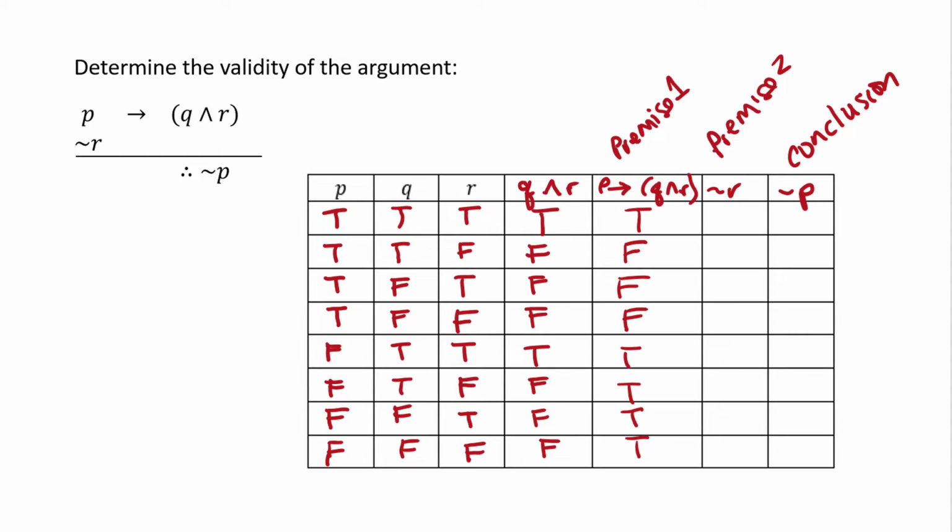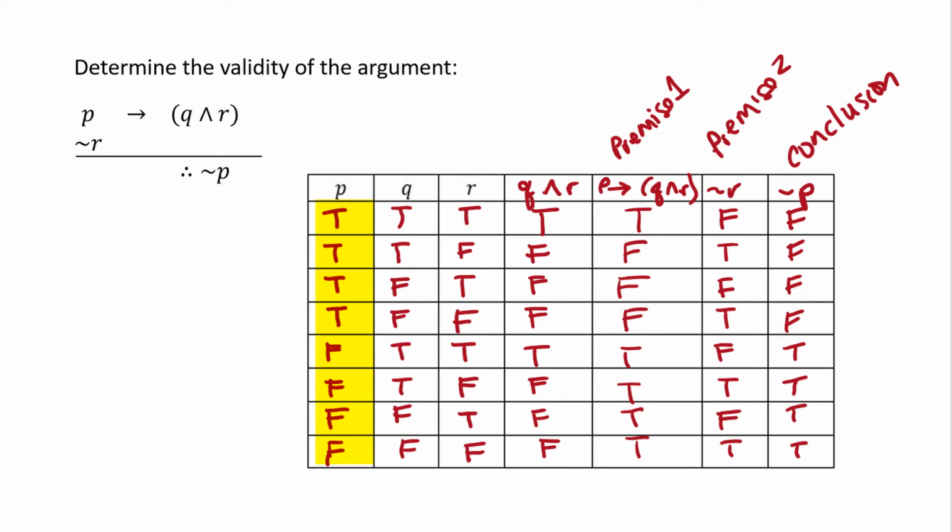Now let's get the negation of R for the premise 2. So we're just going to switch the truth values for the original R column, and we'll have false, true, false, true, false, true, false, true. And independently, let's look for the truth values of not P. So we're going to negate the truth values for the first column of P, which would give us false, false, false, false, true, true, true, true.